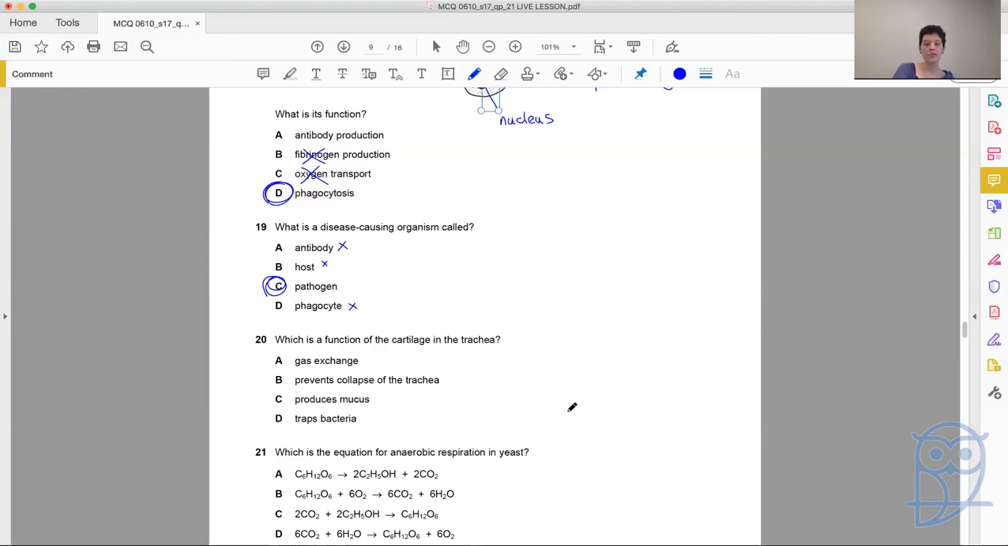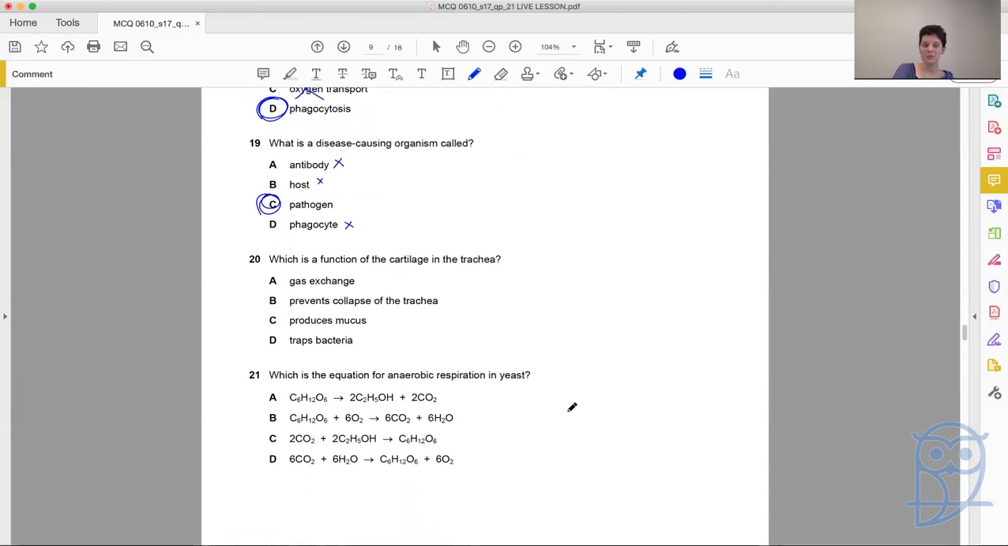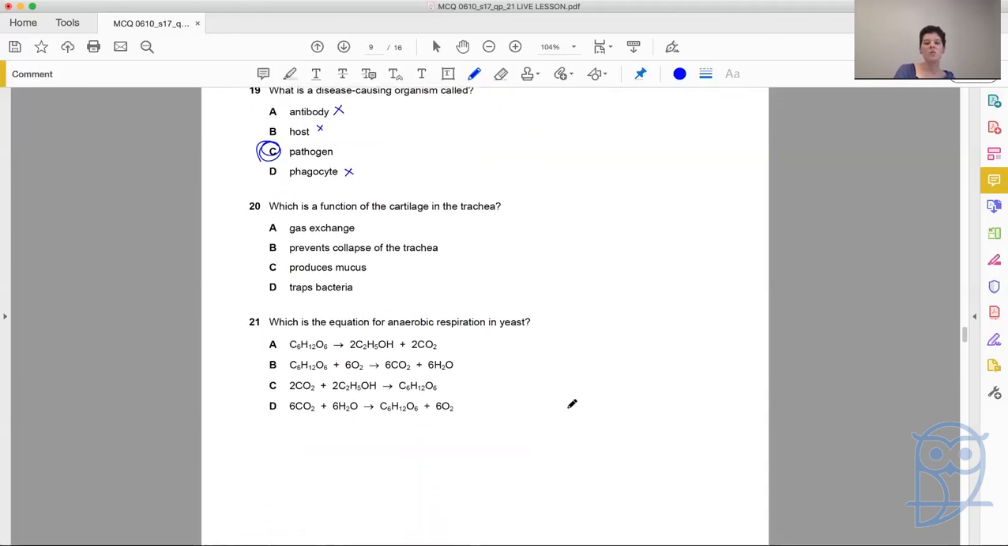I'm hitting question 20 and exactly halfway through this paper. What is a function of the cartilage in the trachea? Gas exchange, prevents collapse of the trachea, produces mucus, or traps bacteria.